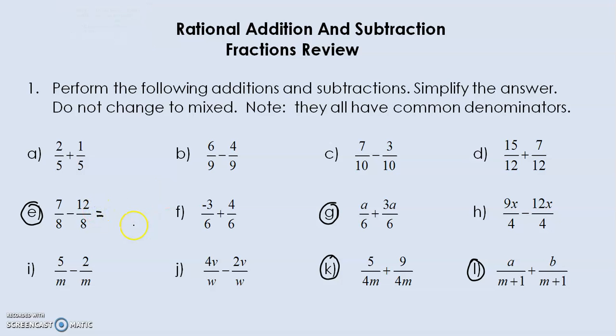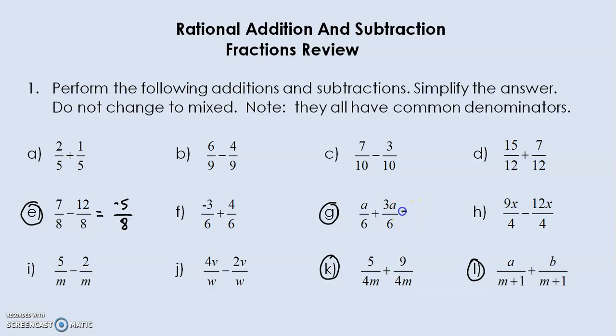So in letter E, our common denominator of 8 makes it easy because now we just have to combine the tops using integer rules. 7 minus 12, which is equal to -5. When you have a negative fraction, keep the negative up on top. It's the easiest way to handle it for future operations.